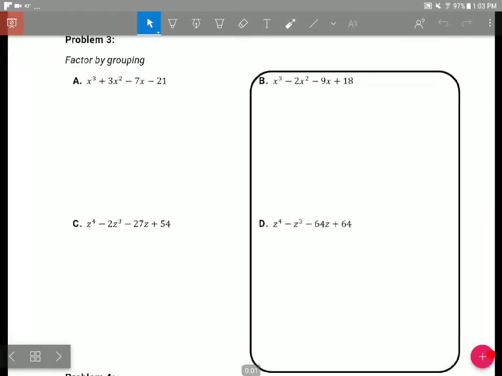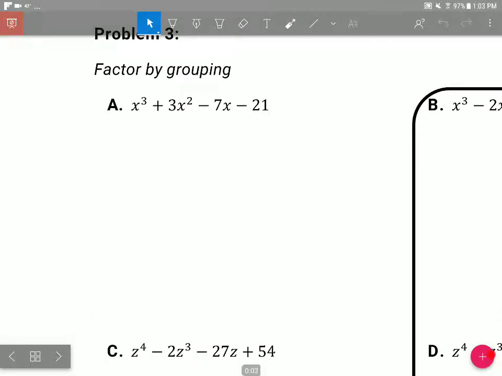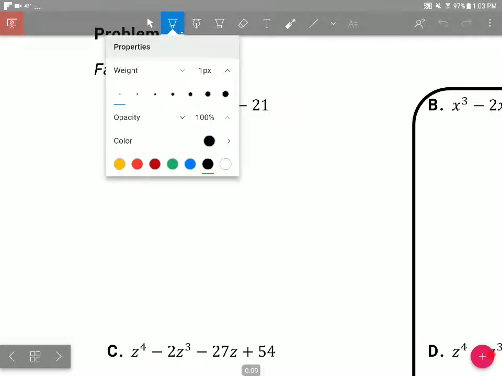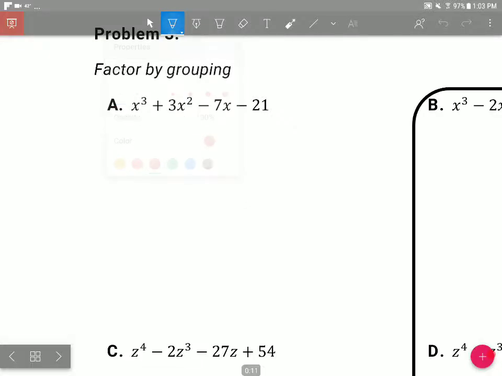All right, factoring by grouping. Problem 3, factoring by grouping. What we're essentially going to do is pair up the front and pair up the back. Let's get some colors going on here. So I'll pair up the first two and I'll pair up the back two. And then we'll divide out the biggest thing that we can.